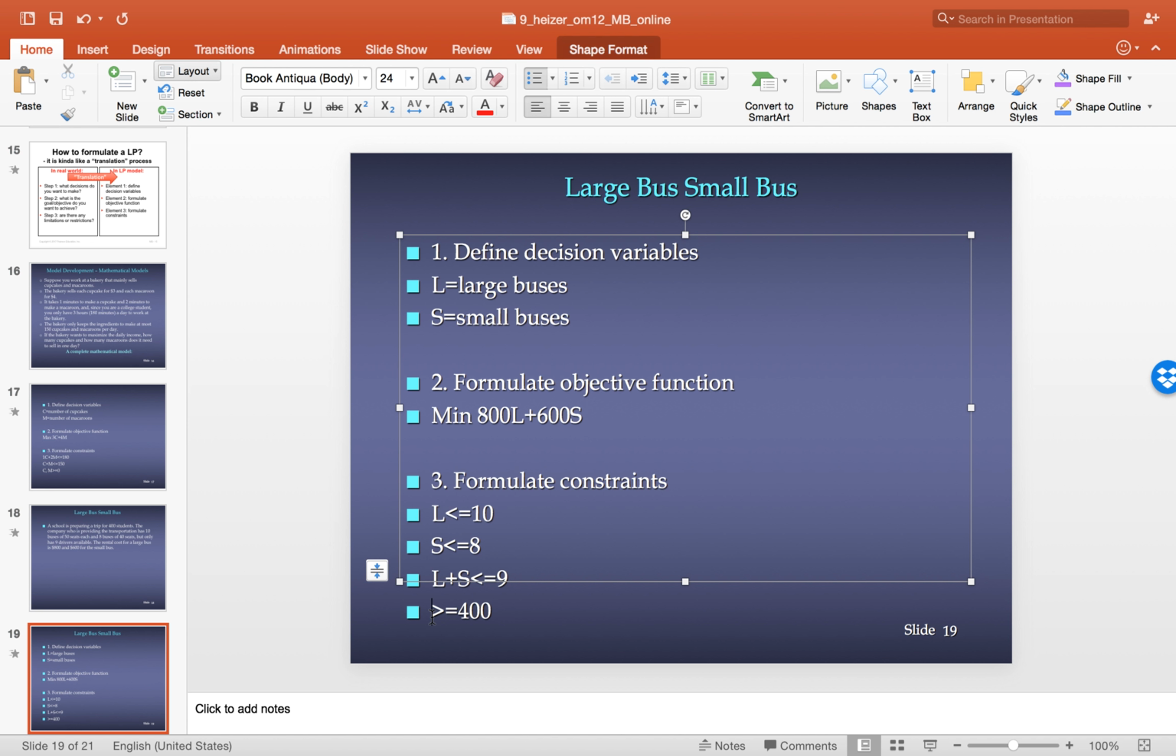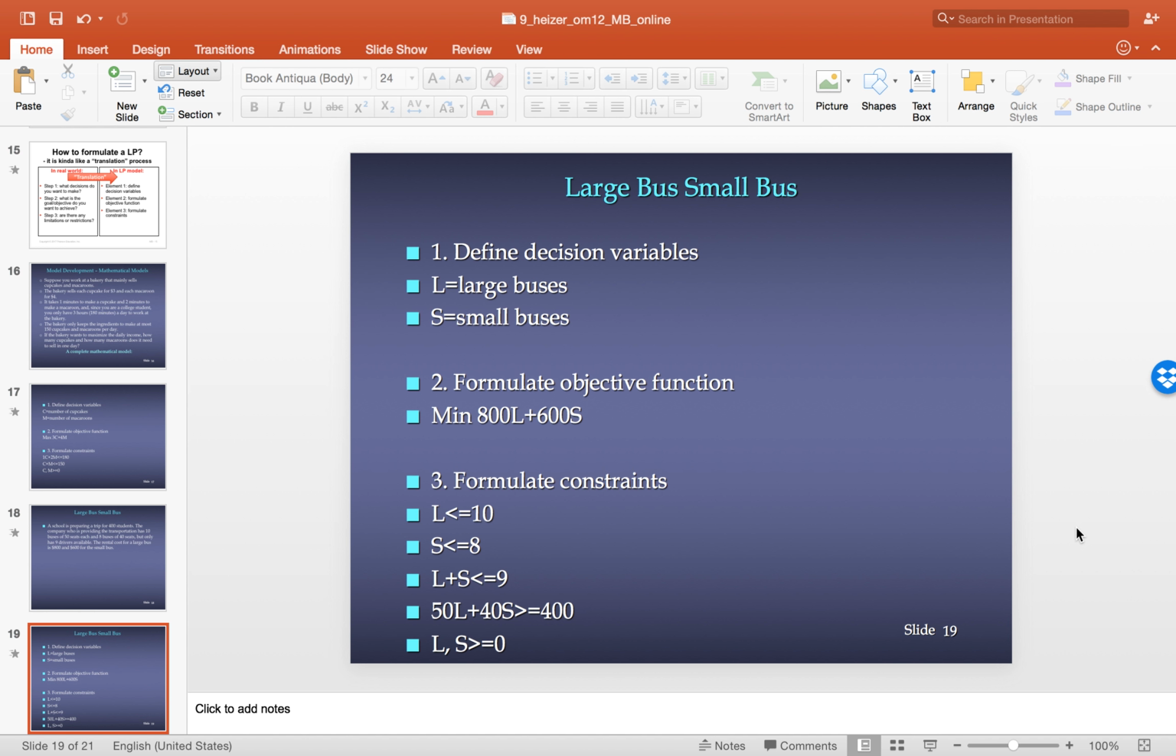And now let's look at the seats. So 50 seats on each large bus and 40 seats on each small bus. So 50L plus 40S give you total seats, and it has to be greater than or equal to 400. And you don't have to write it down, but keep in mind when you solve the problem, this has to be greater than or equal to 0. So that's the formulation of this problem. Hope this video help you understand the formulation process.